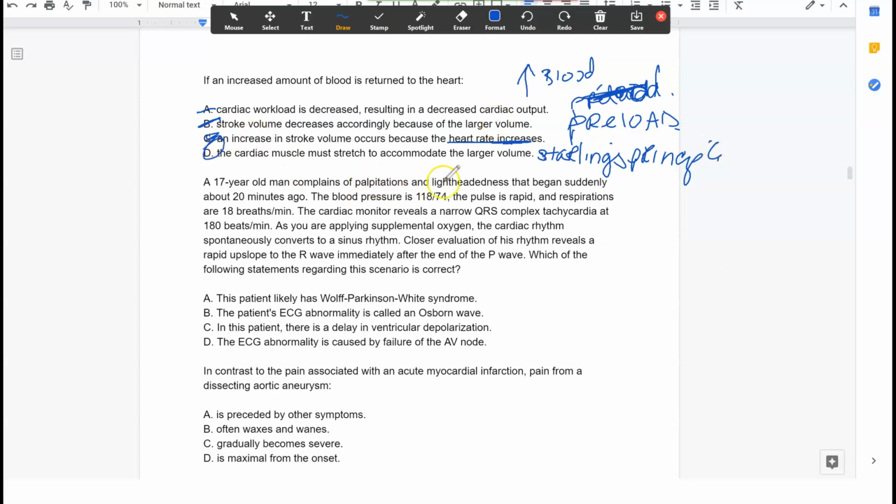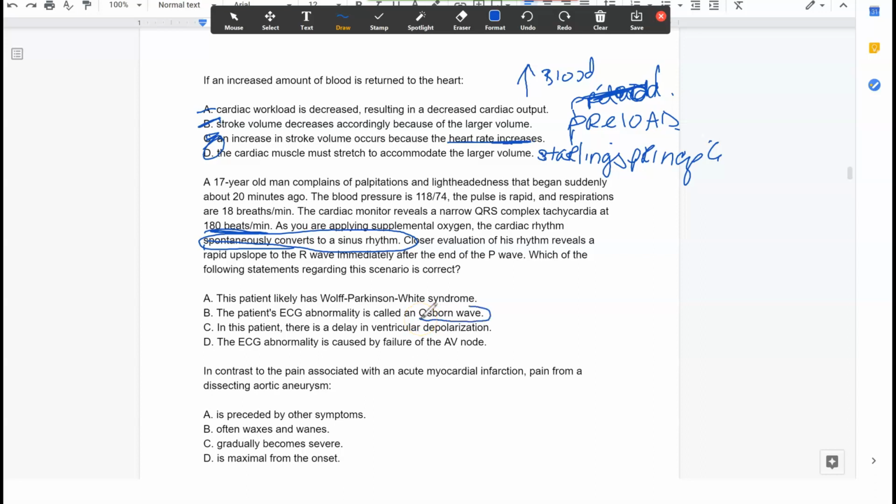A 17-year-old man complains of palpitations and lightheadedness that began suddenly about 20 minutes ago. Blood pressure is 118/74, pulse is rapid, respirations 18 breaths a minute. Cardiac monitor reveals narrow QRS complex tachycardia at 180 beats a minute. You apply supplemental oxygen, and the cardiac rhythm spontaneously converts to a sinus rhythm. Closer evaluation reveals a rapid upslope in the R wave immediately after the end of the P wave, which is correct.